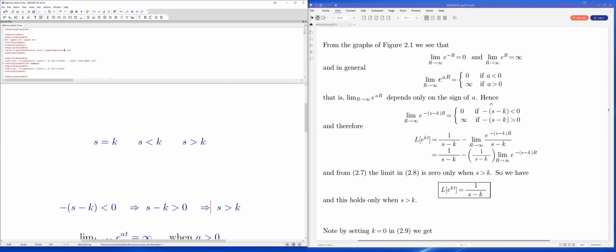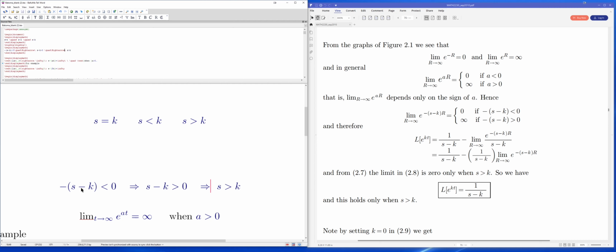But this condition, we could rearrange it a little bit. Minus s minus k being negative is an inequality, so multiply both sides by a negative sign, in which case I get s minus k is bigger than 0, which gives me that s is bigger than k. So minus s minus k less than 0 is equivalent to s bigger than k. This limit is going to be 0 only when s is bigger than k, so when s is bigger than k, the Laplace of e to the kt is 1 on s minus k, because this term drops out to be 0.